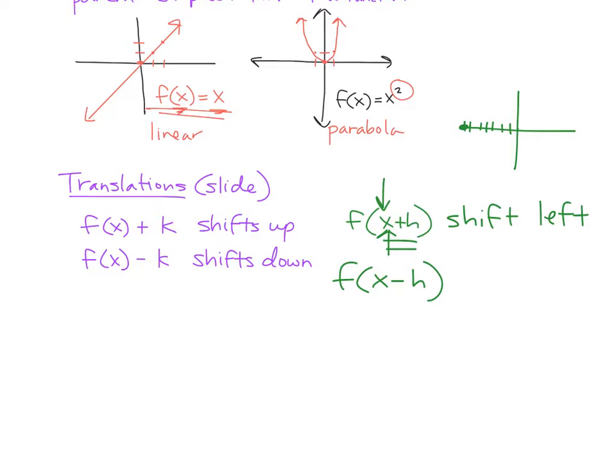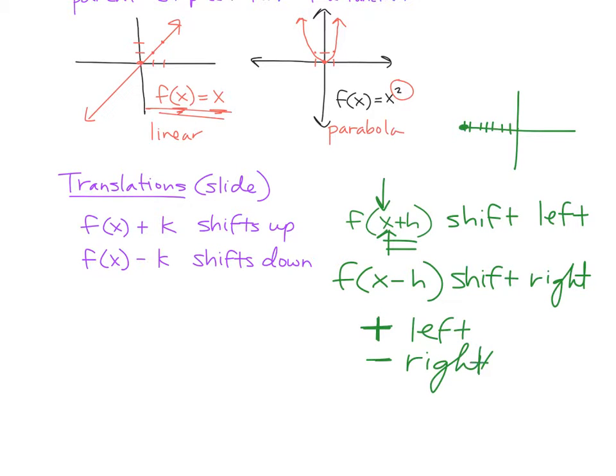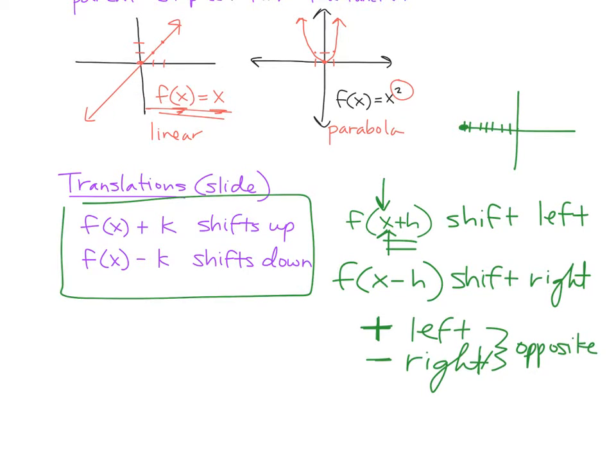All right. F of x minus h, then. Where do you think you go? That one shifts right. Okay, so just remember, if it's plus, you're going left. If it's minus, you're going right, which is really opposite of the way we would expect. This one is exactly how we would expect it to be, right? Plus is up, minus is down. Be careful with those.